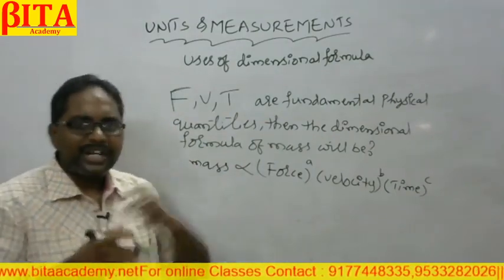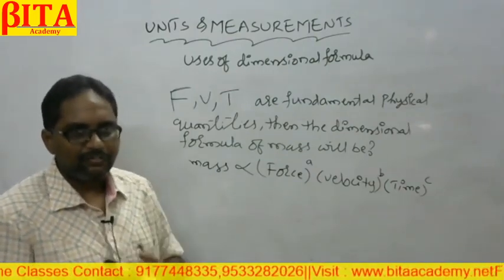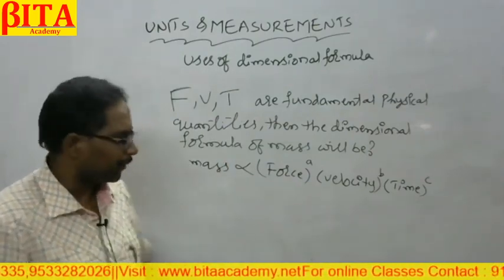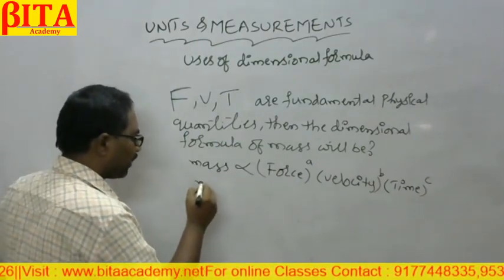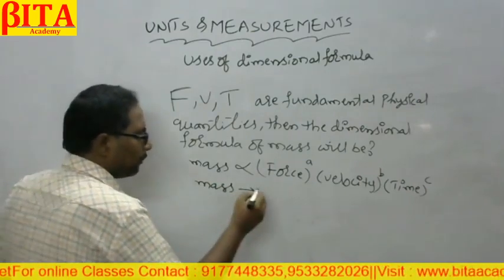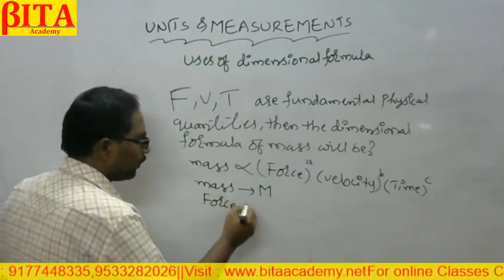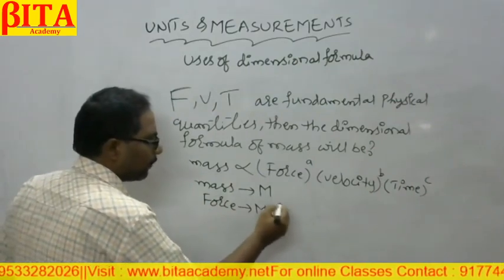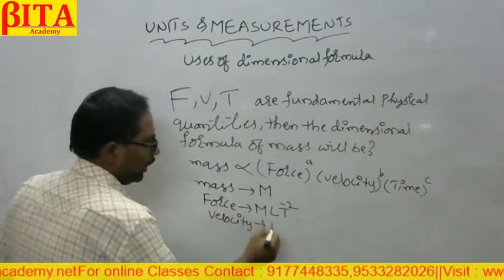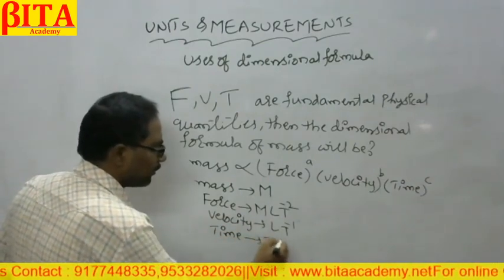Now, how to get the relation between them by using the dimensional formulas? To get that, what we have to do is write the dimensional formulas of each and every physical quantity. Now let us write down the dimensional formulas of each and every physical quantity in this particular equation. So first one is mass. Mass dimensional formula will be M, and force dimensional formula will be M L T power minus 2. Velocity dimensional formula will be L T power minus 1, and the time dimensional formula, all we know, is nothing but T.